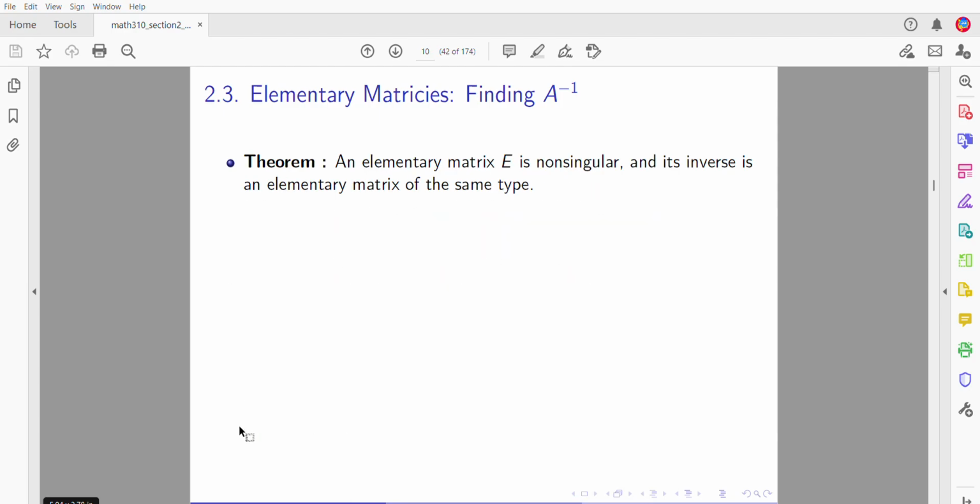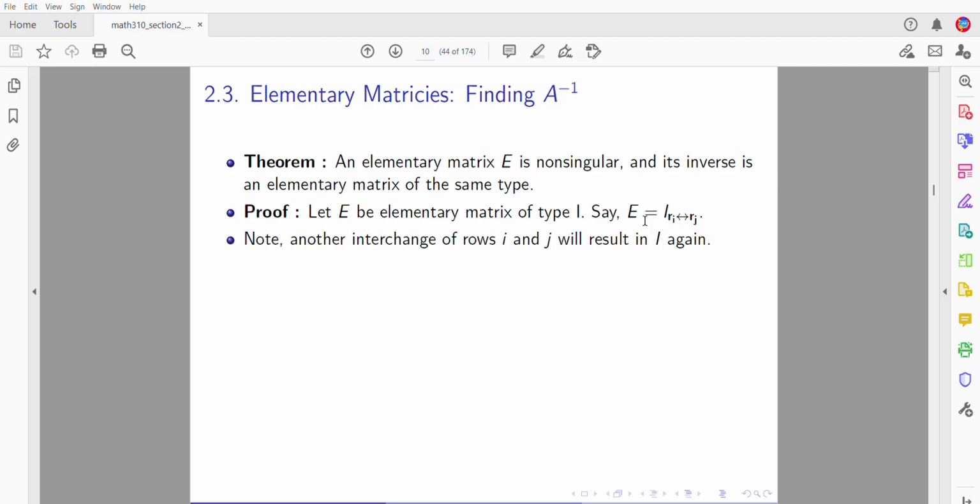Next theorem. An elementary matrix E is non-singular. Every elementary matrix E is non-singular. Moreover, its inverse is an elementary matrix of the same type. So, let E be an elementary matrix of type 1. What does that mean? You take identity matrix, interchange row i and row j. That's what E is.